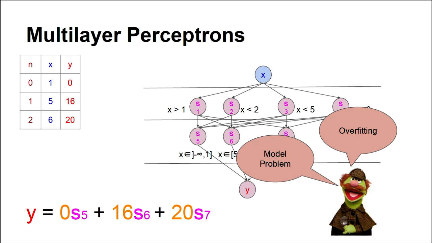This is what we call the problem of overfitting in machine learning, and this is a model problem. Whereas underfitting is when your model is not expressive enough to learn your data, overfitting is when your model is expressive enough but learns a wrong function, because the more expressive the model is, the more wrong functions it can learn.